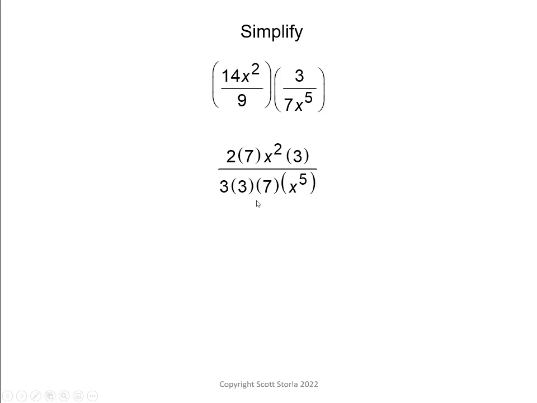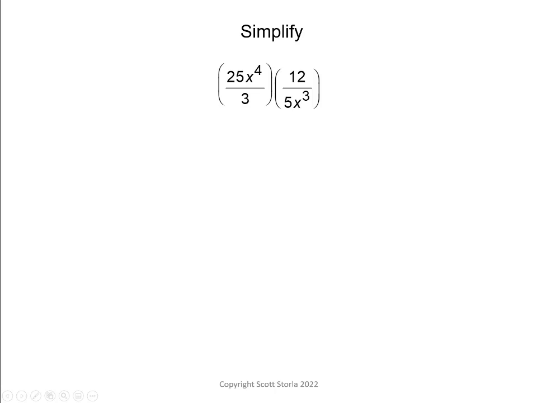And now I look for common factors to reduce. I've got a couple of 7s. I've got a couple of factors of 3. And by the quotient rule, I can think of this as subtracting 5 minus 2 to get an x cubed down here. I just think to myself, I've got 5 factors of x. If I cross 2 of the 5 out, I've still got x cubed left. So I'm going to have 2 over 3x cubed.